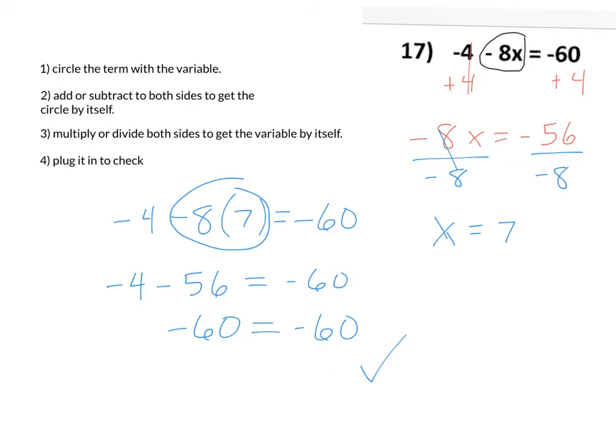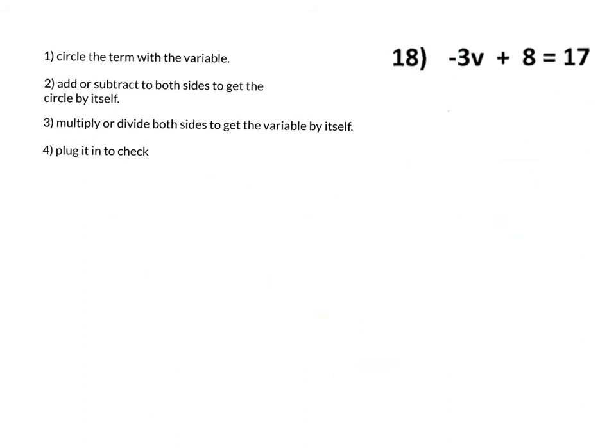There is my check. Number 18, I'm going to circle the term with the variable, that's negative 3v. We're going to do the inverse of adding 8. The inverse of adding 8 is minusing 8 from both sides. Negative 3v is equal to 9. And now I am going to do the inverse of multiplying by negative 3, which is dividing by negative 3. Divide by negative 3 here, divide by negative 3 here. I get v is equal to negative 3.